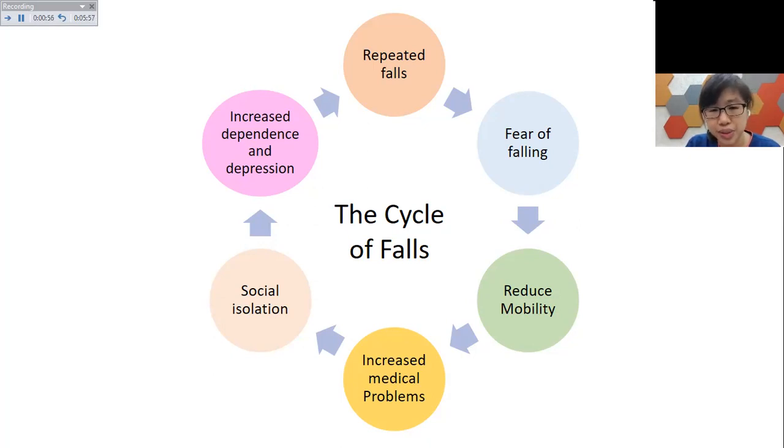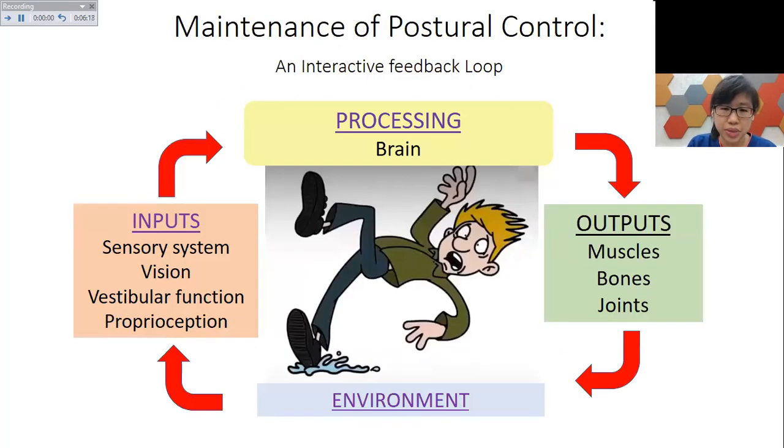resulting in significant morbidity from reduced ability to perform activities of daily living, higher rates of readmission, longer hospital stay, and higher rates of institutionalization. Overall quality of life reduces as well, and mortality increases. So what then is required for maintenance of postural control that you and I have?